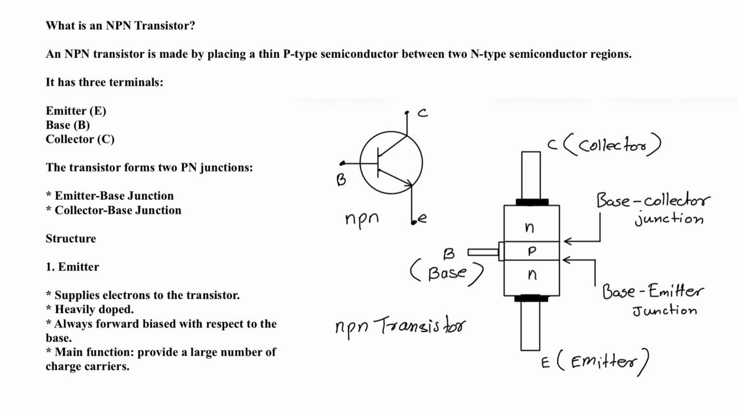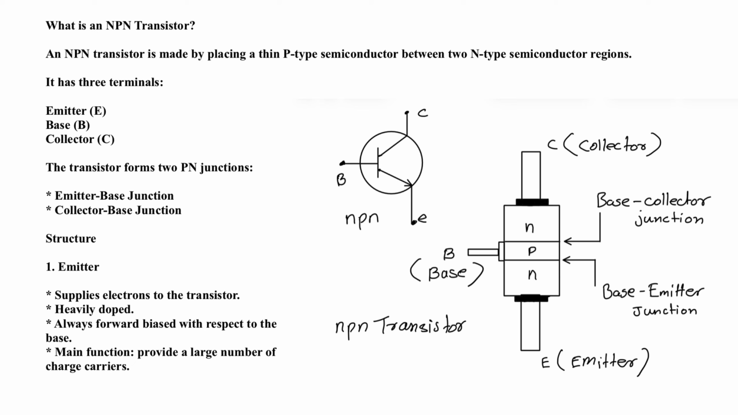What is an NPN transistor? An NPN transistor is made by placing a thin P-type semiconductor between two N-type semiconductor regions. It has three terminals: emitter, E, base, B, and collector, C. The transistor forms two PN junctions: the emitter base junction and the collector base junction.